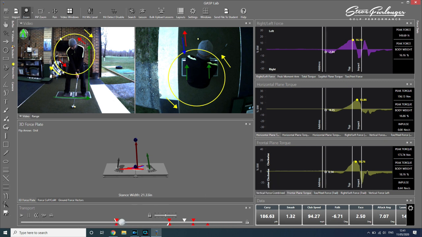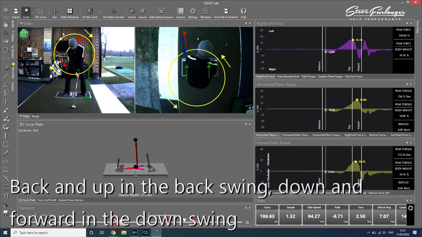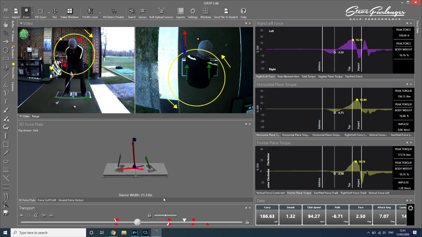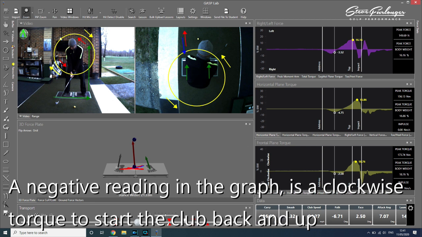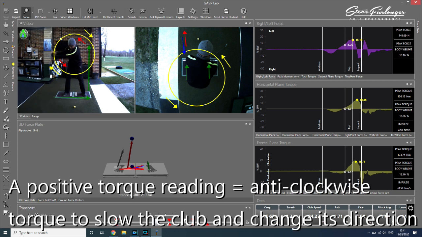So this torque, this twist, helps the golfer move the arms, hands and club in backswing in a clockwise fashion and lift the arms. The torque aids the lift of the arms to the top of the backswing. Obviously forces precede the motion, so what we are seeing in the graph on the right hand side as I move the club away is a drop into negative as I'm applying a clockwise torque and twisting the windmill to move the club. Around this point here we see that graph goes into 0, hits the baseline of 0 and starts to go into positive.